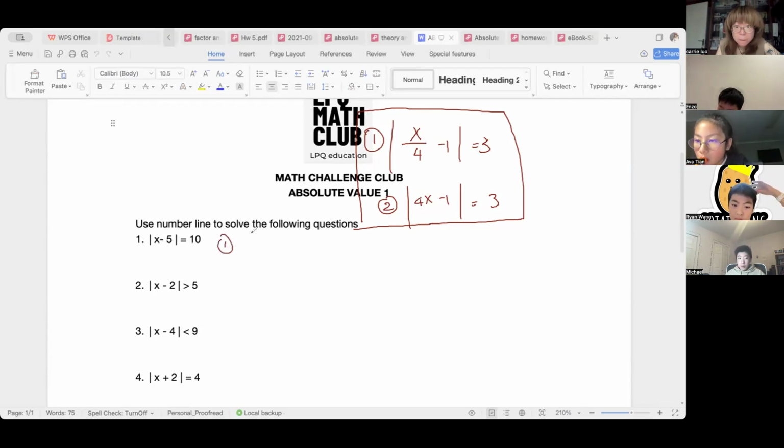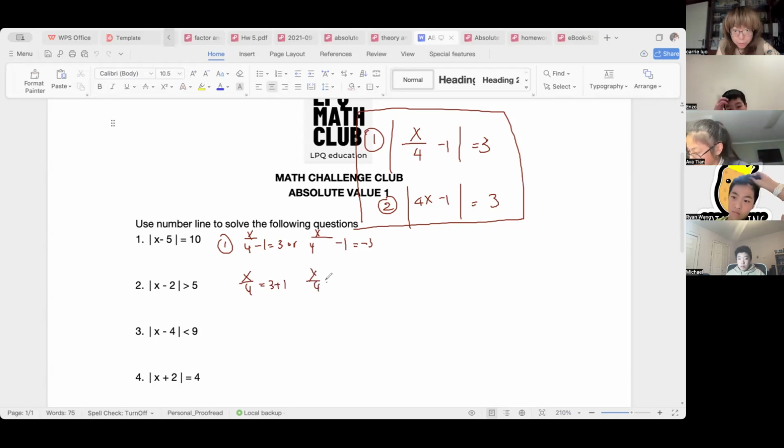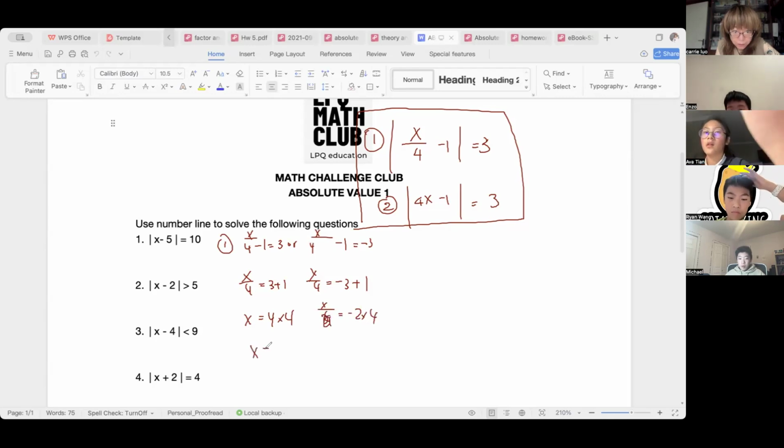Okay, so number one, x over 4 minus 1 equals 3, or x over 4 minus 1 equals negative 3. Ryan and Ava, did you get this part? Yes, very good. Ava has sent me the answer already. Okay, so we can do this. So x over 4 equals 3 plus 1, and x over 4 equals negative 3 plus 1. Correct? So x equals 4 times 4, and x equals negative 2 times 4. So x equals 16, or x equals negative 8.